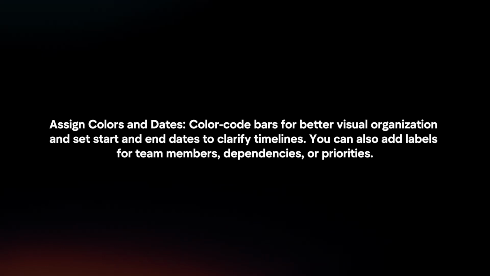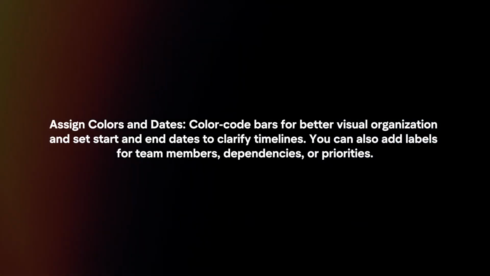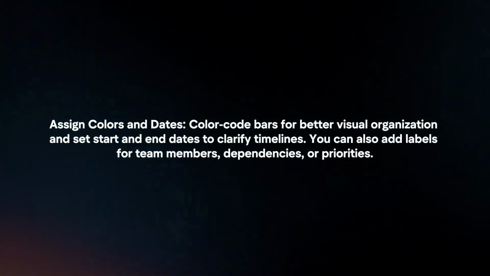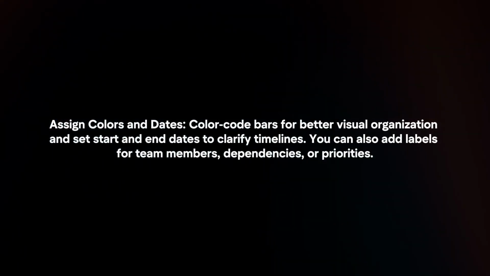Assign colors and dates. Color code bars for better visual organization and set start and end dates to clarify timelines. You can also add labels for team members, dependencies, or priorities.